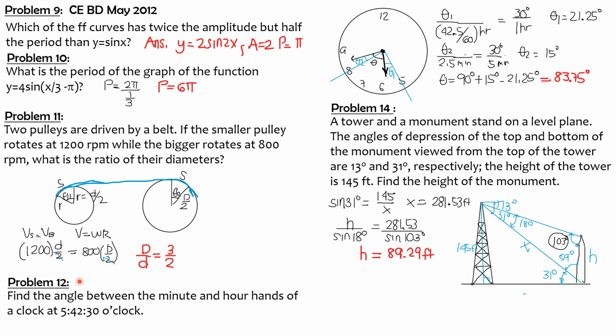Then 12, find the angle between the minute hand and hour hand of a clock at 5:42:30. 5 o'clock, 5 hours, 42 minutes, and 30 seconds. That's also 42.5 minutes. So we draw a clock, then reading 5:42:30. Since the gap between two marks of a clock is 5 minutes, and 2 minutes and 30 seconds is exactly 2.5 minutes.